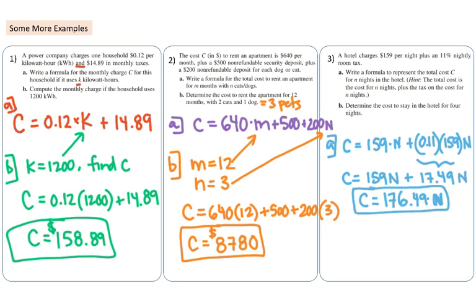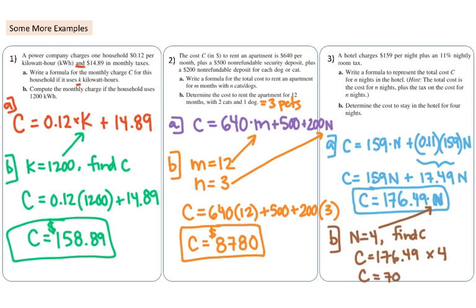Let's see about part B. They say, all right, well, what's the cost for 4 nights? So they're saying if n equals 4, find the cost. So again, we just replace that into our equation. C equals 176.49 times 4 nights. And in this case, we'd get a total cost of $705.96 for those 4 nights in the hotel.